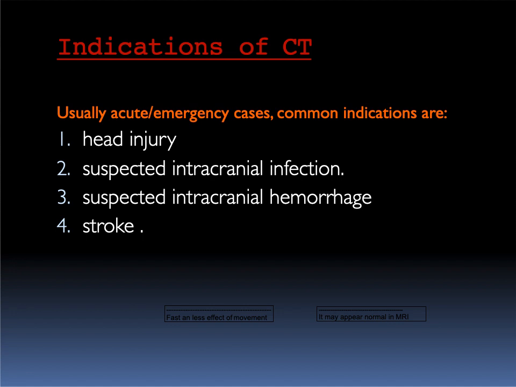CT is used as the first line to exclude associated hemorrhage, and mass effect is important to be seen by CT. It's easily available, although we have to think about the radiation, it will exclude hemorrhagic infarction. So we can start with the treatment of ischemic strokes.